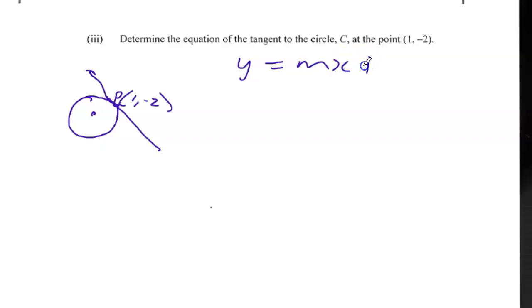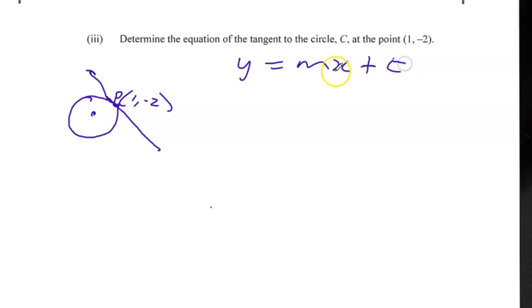Determine the equation of the tangent to the circle at the point 1, -2. Okay, so if you have a circle there, and let's say 1, -2 is here. Let's say this is P, where the line cuts the circle. So our tangent is here. Good. So to get the equation of a tangent, the tangent is a straight line. So all straight lines take the form y equals mx plus c. So our job is to find the gradient of the line and to find the c value.